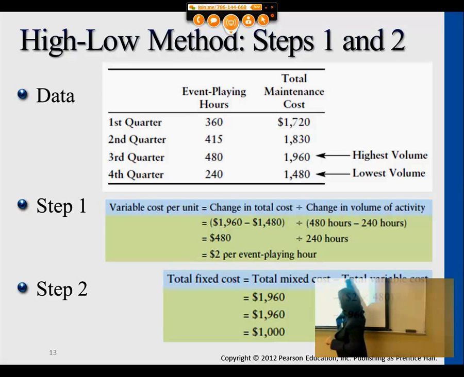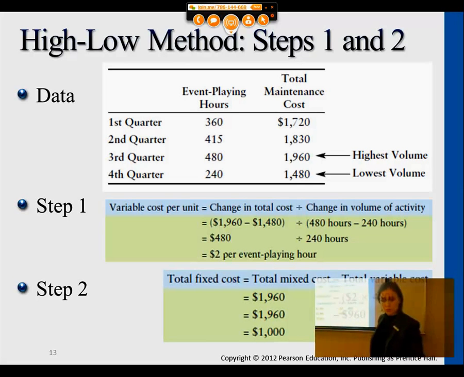I took the highest volume, and I said, okay, my mixed is 1960. That's given to me. And I know that I pay $2 per event plane hour. So I'm going to take $2 and multiply by the event plane hours. And I got 960. 1,960, and I subtract 960, and I get 1,000.